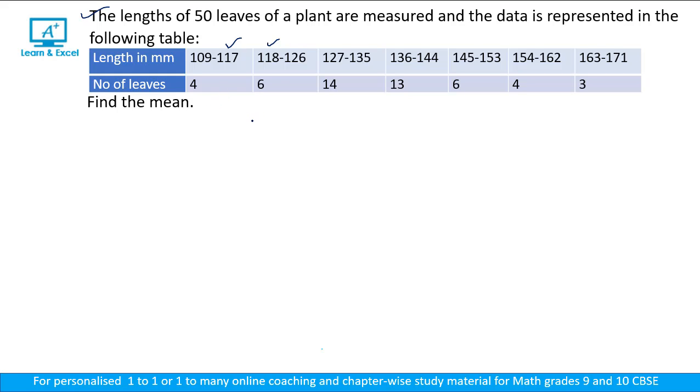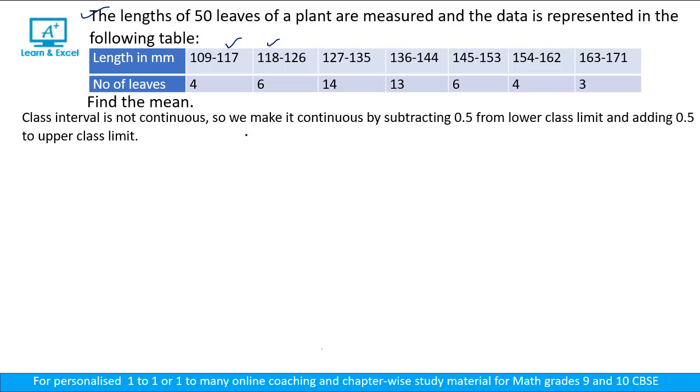To make the class interval continuous, we have to subtract 0.5 from the lower class limit and add 0.5 to the upper class limit. So let us take the first class interval 109 and 117. Here we subtract 0.5 from the lower class limit, that is 109, so we get 108.5. Then we add 0.5 to the upper class limit, so this 117 will become 117.5.